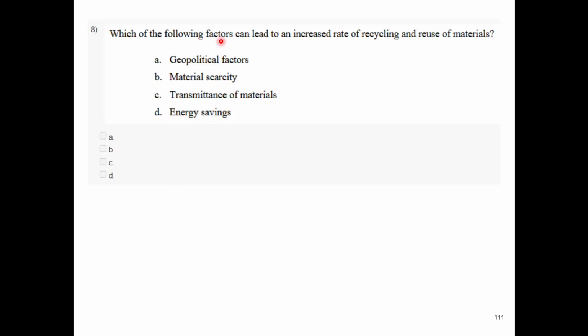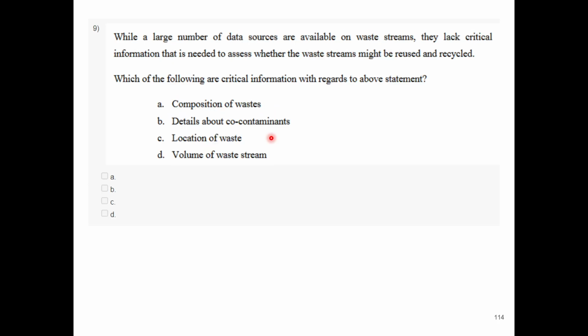Okay, so which of the following factors can lead to an increased rate of recycling and reuse of materials? Leaving out C, it is A, B and D: A, geopolitical factors, B, material scarcity, and D, energy savings. Okay, A, B and D are the correct options. So as you can see, the accepted answers are A, geopolitical factors, B, material scarcity, and D, energy savings.